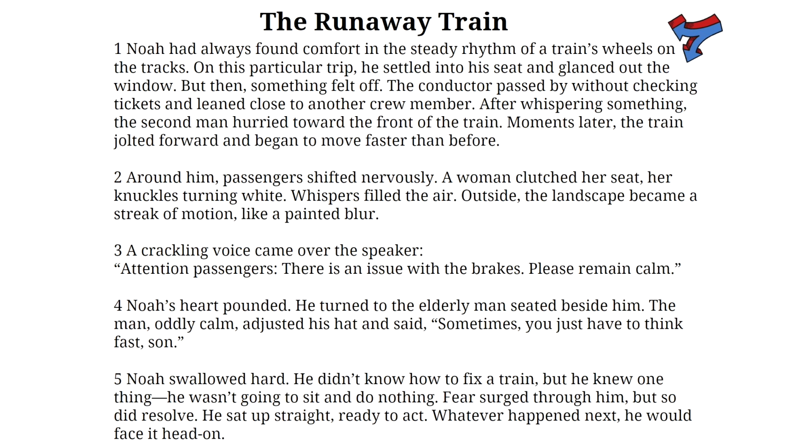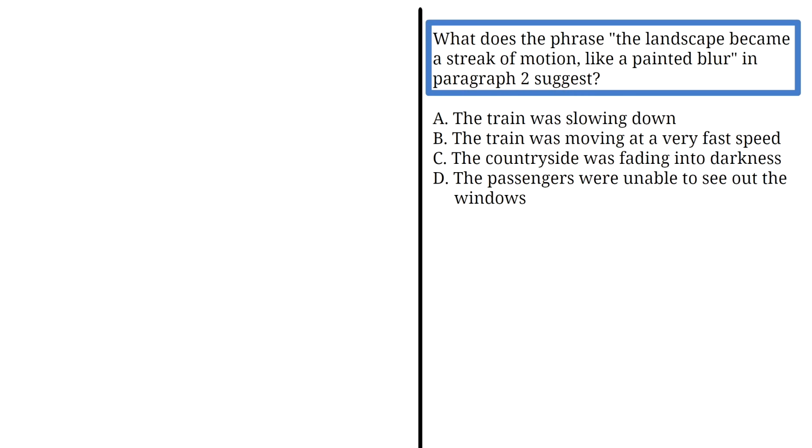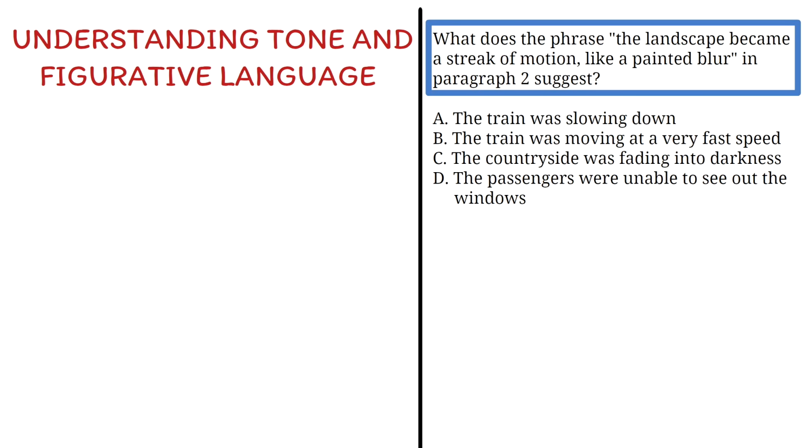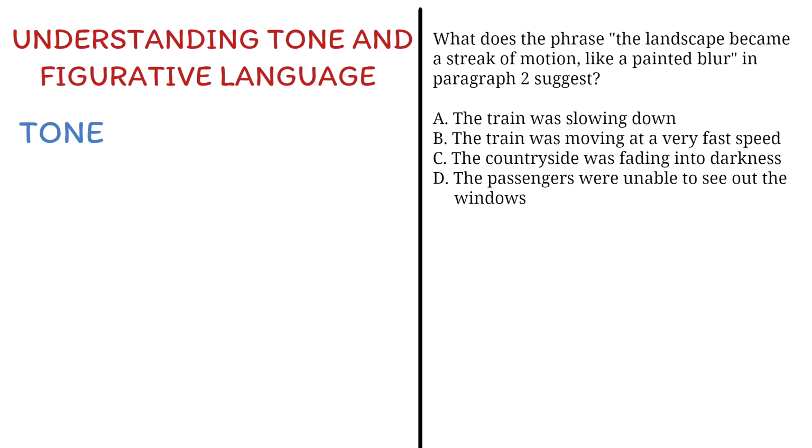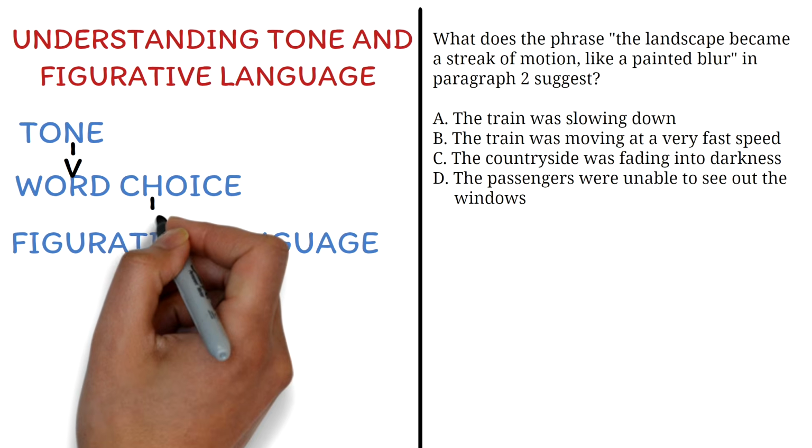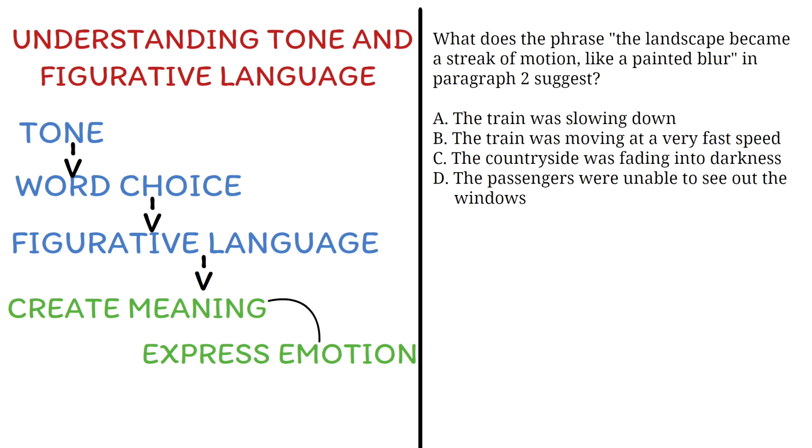Read the passage below, on the runaway train, and answer the following questions. What does the phrase, "the landscape became a streak of motion, like a painted blur," in paragraph 2 suggest? This is a great example to examine your understanding of tone and figurative language in the GED Reasoning Through Language Arts test. On the GED test, you'll need to recognize how tone, word choice, and figurative language work together to create meaning, express emotion, and support the author's purpose.